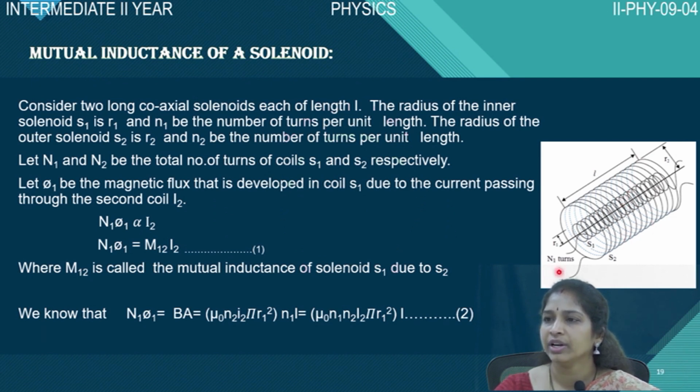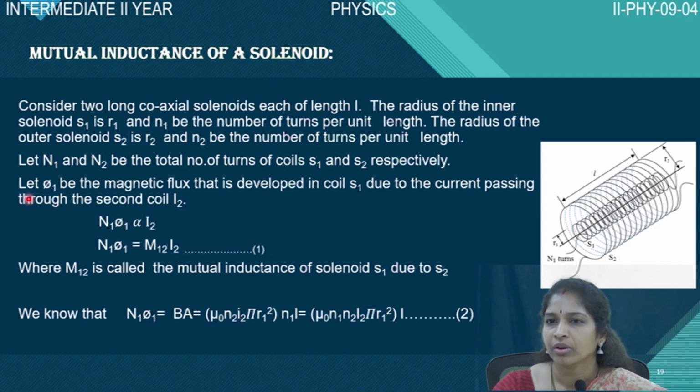So here N1, N2 are the total number of turns present in the first solenoid and second solenoid respectively. This is not equal to small n1. Small n1 is the number of turns per unit length. That is, small n1 is capital N1 by L, because L is the length of the solenoid. So small n1 is the number of turns per unit length in the first solenoid, and small n2 is the number of turns per unit length in the second solenoid.